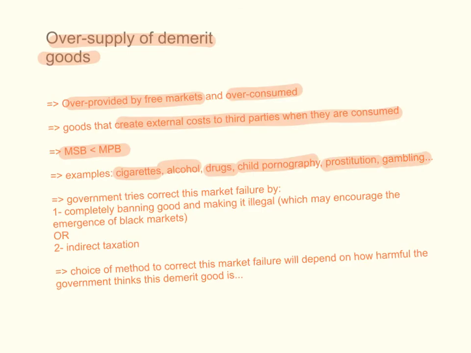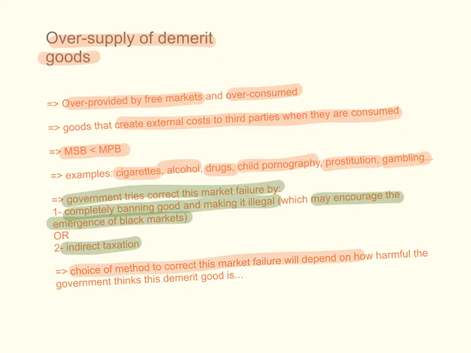The government can try and correct this market failure either by completely banning those goods and making them illegal. So in the case of child pornography, there's complete banning, making these goods illegal. However, this may encourage the emergence of black markets, which can be a problem. Another way is indirect taxation. So cigarettes and alcohol are indirectly taxed by the government. The government taxes the consumption. Again, the choice of the method to correct this market failure will depend on how harmful the government thinks this demerit good is.